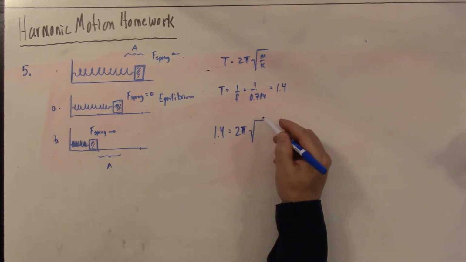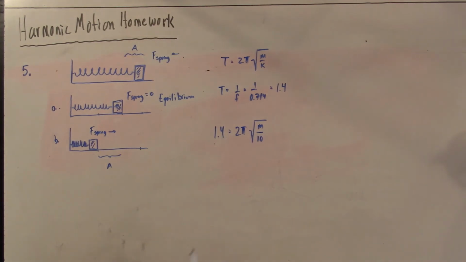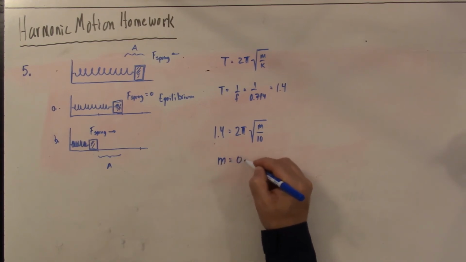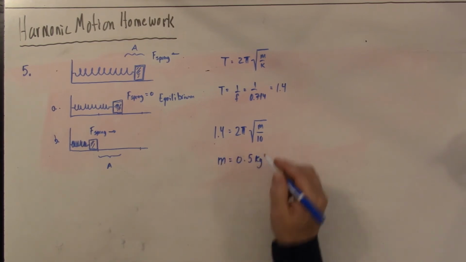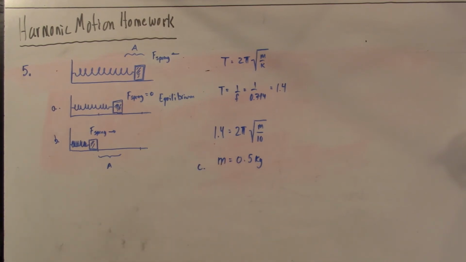So if I go to plug and chug this, 1.4 is equal to 2 pi times the square root of m, which is what we're looking for, divided by the spring constant, they tell you is 10. So we've got to calculate this. I'm going to take my 1.4 divided by 2, divide by pi, square it, and multiply by 10. And I got that m is equal to 0.5 kilograms. And that's C.